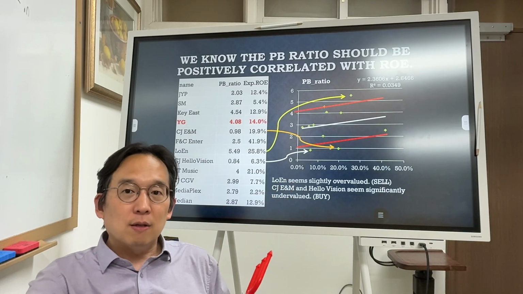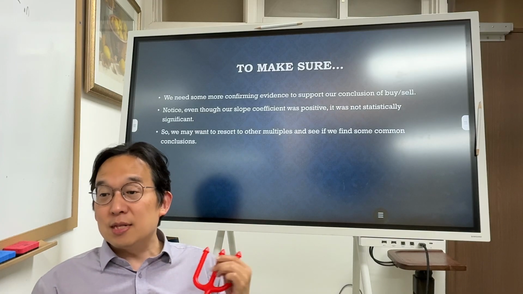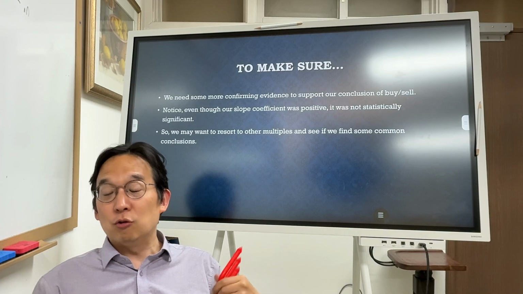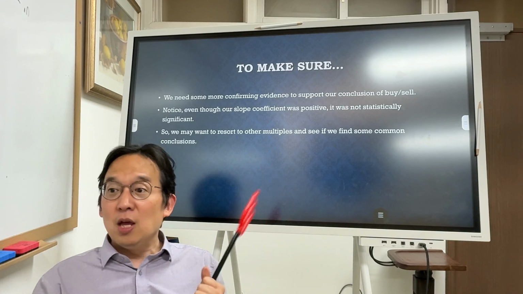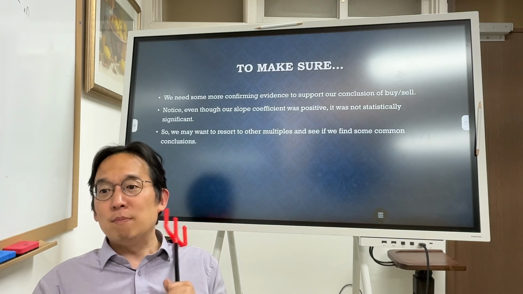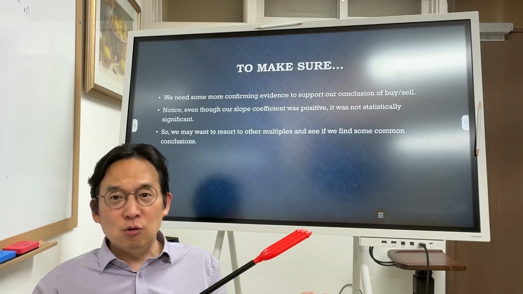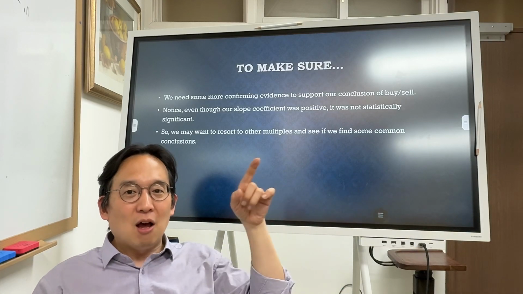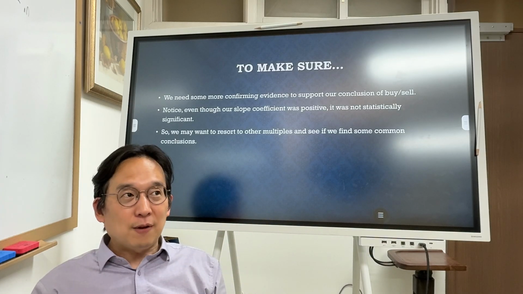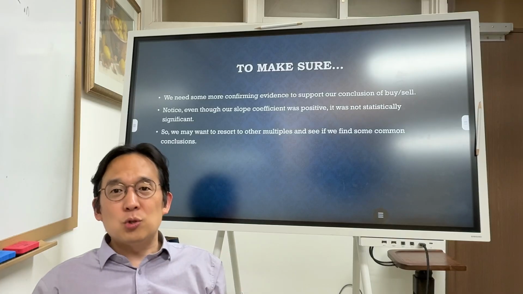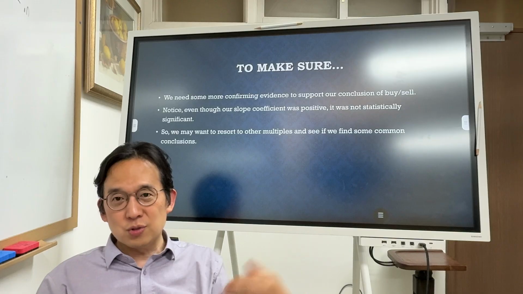Then, to make sure, we need some more confirming evidence to support our conclusion about buy, hold, sell. Notice that even though our slope coefficient was positive, it was not statistically significant. So we may want to resort to other multiples and see if we find a common conclusion pointing in the same direction. Oh, sell, oh, sell, oh, sell. So relative valuation, or whatever valuation, make sure you try to find consistent results regardless of the measure that you use.